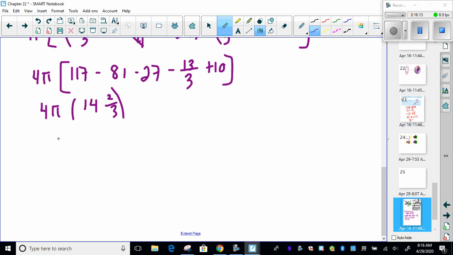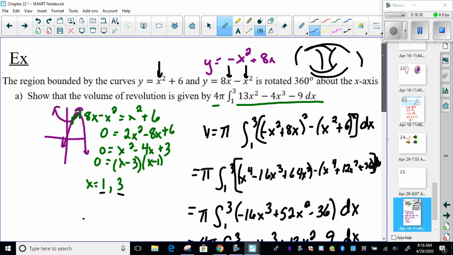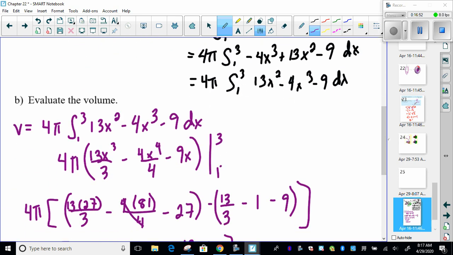Therefore, leaving it in terms of pi would be 58 and 2/3 pi, which is approximately equal to 184.307. So that is the volume of the shape rotated about the x-axis based on the intersection of these two, which was this little shape inside there. Okay, so think about all the stuff that we just went through. Make sure that you have your starting and end points, those x values, and then integrate, and at the very end, make sure you substitute in those definite beginning and ends.